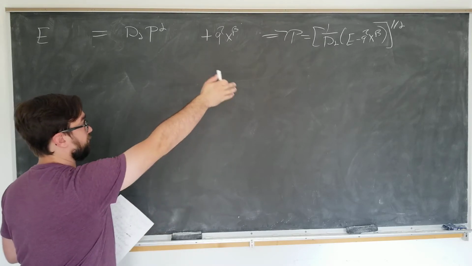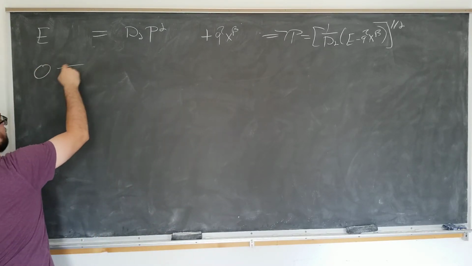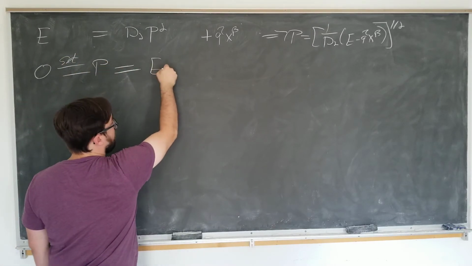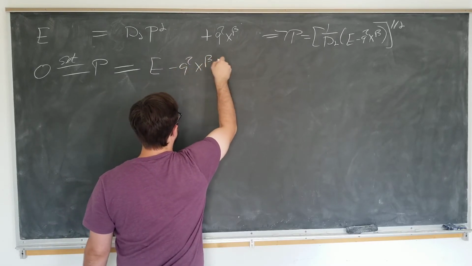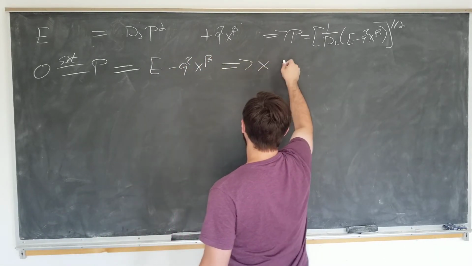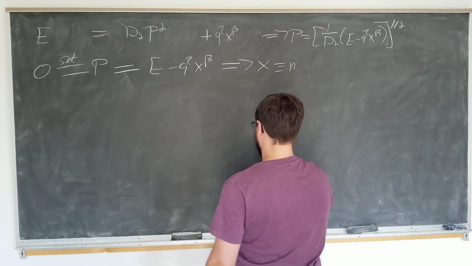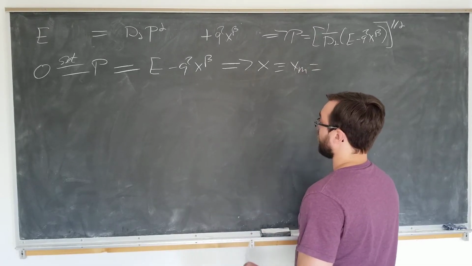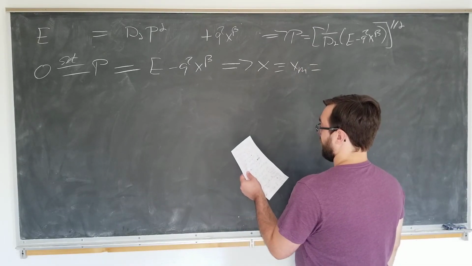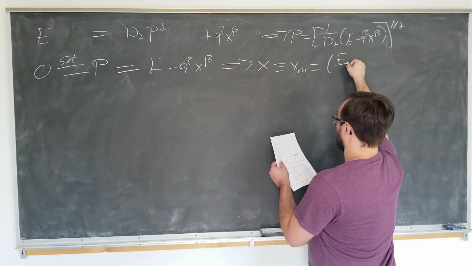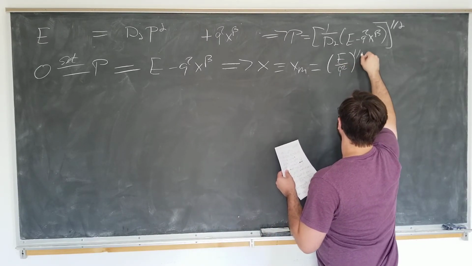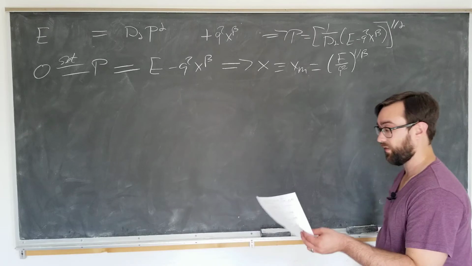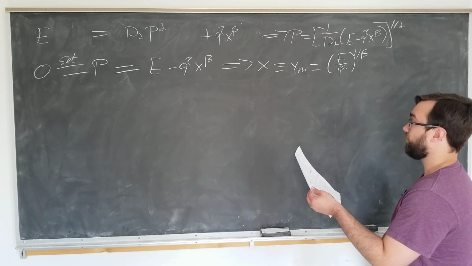Well, rather, this is the momentum. The turning points are where the momentum is 0, and this just corresponds to E minus q squared x to the beta equal to 0, which tells us that x, which we're going to call xm for x maximum, the maximum x that the system can reach, is just E over q squared, all to the 1 over beta.